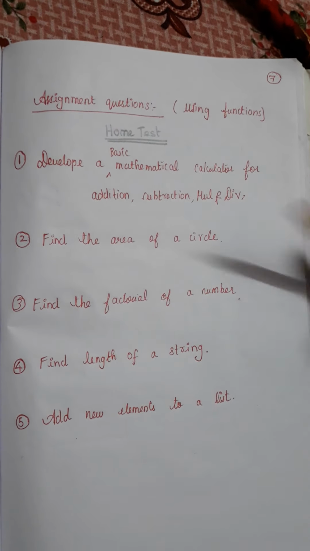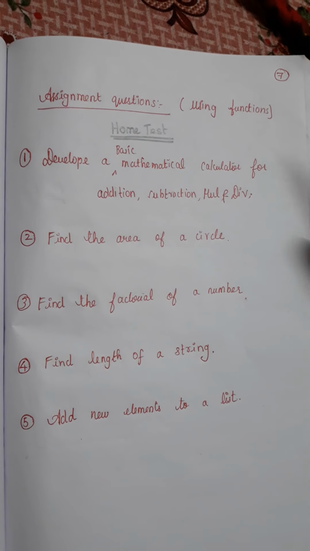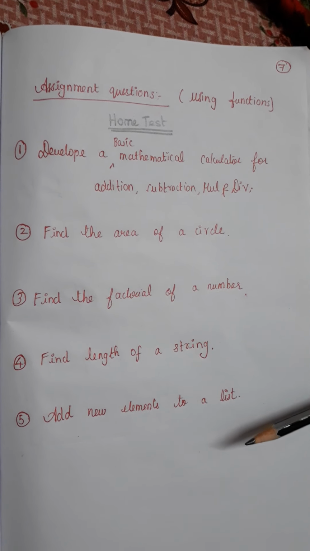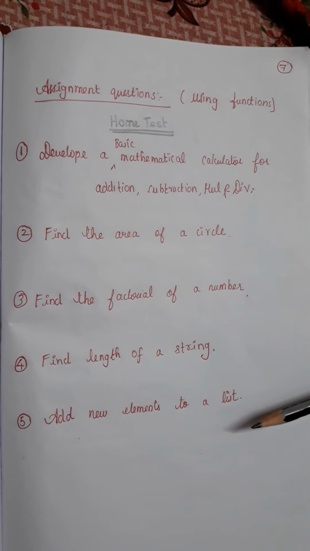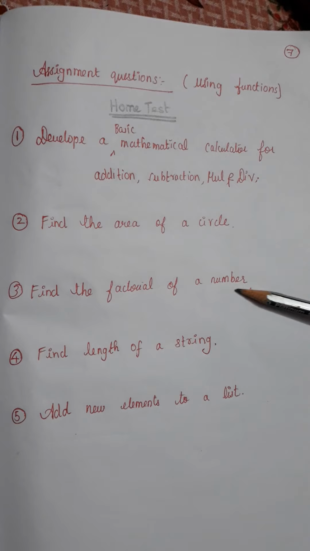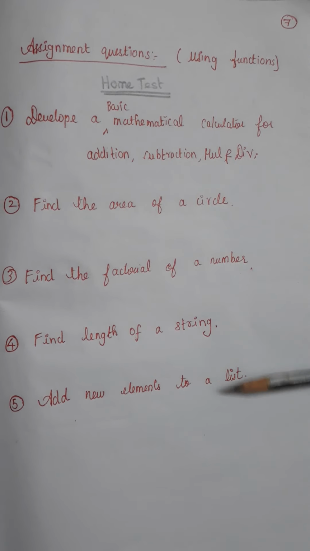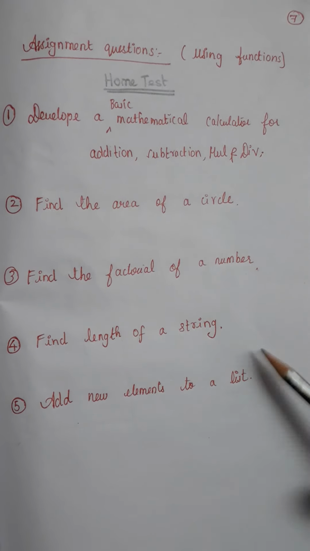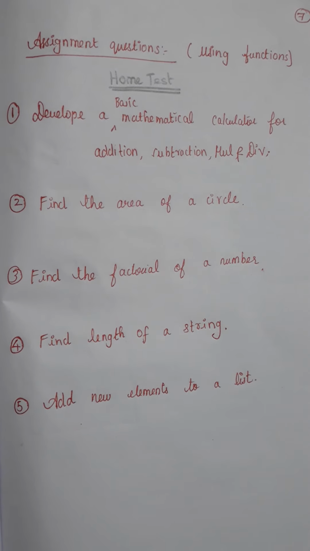I have given you 5 questions. Develop a basic mathematical calculator, and all the programs you have to perform with the help of functions only. Then find the area of a circle, find the factorial of a number, find the length of a string, and add new elements to a list. We have already seen an example; you are going to do a similar program.